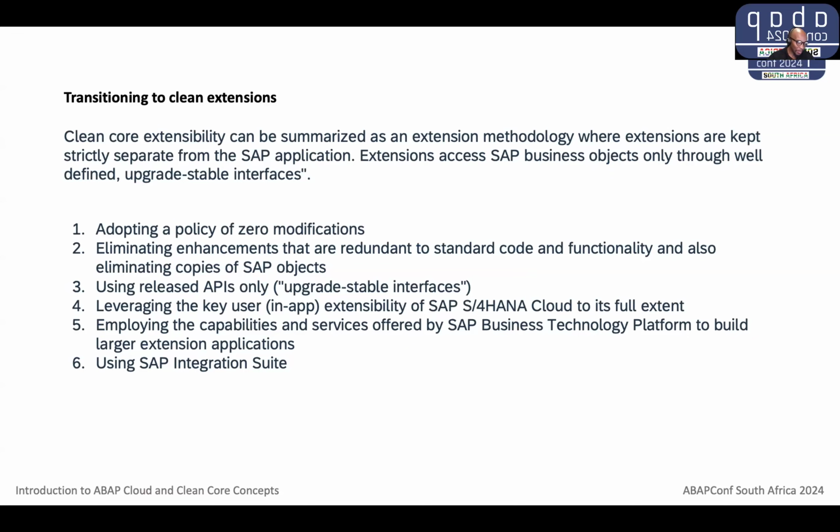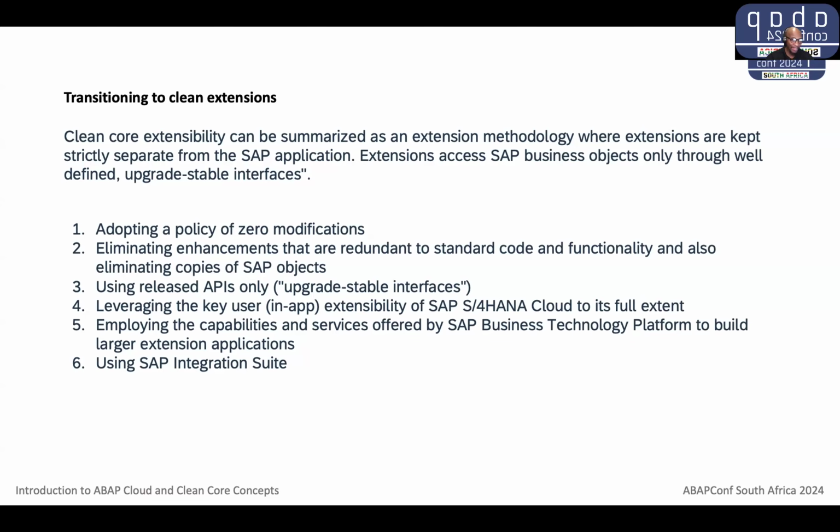We need to adopt a policy of zero modifications, meaning that you don't just do modifications, we eliminate enhancements and redundant stuff that you do in the system. You use released APIs, and we're going to talk about released APIs and what that means shortly. And then you leverage things like key user in-app extensibility if you are on S/4HANA Cloud. And then obviously, if you've got the capability, you can also use the business technology platform to build extensions, or side-by-side extensions, basically, on BTP, and then use CPI for your integration.